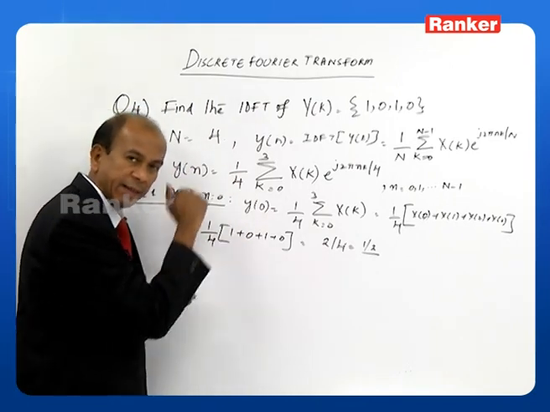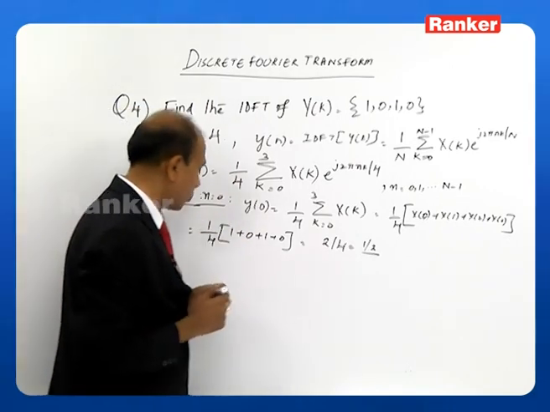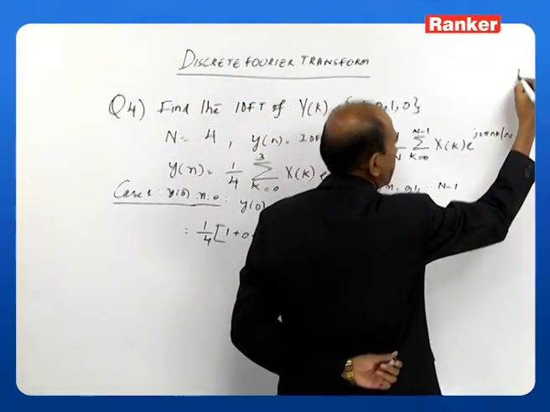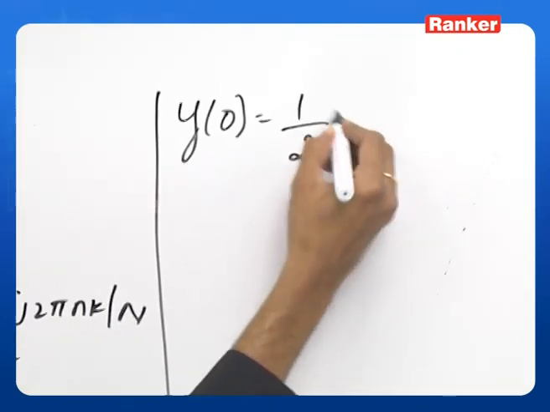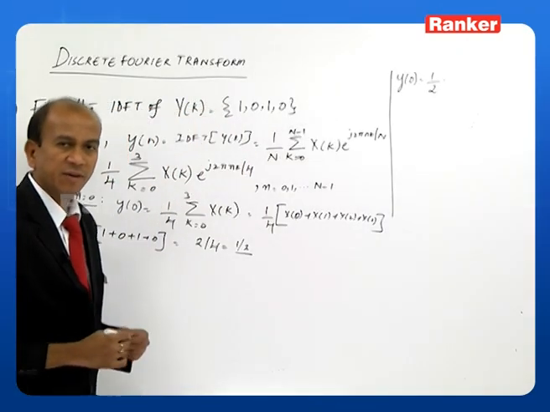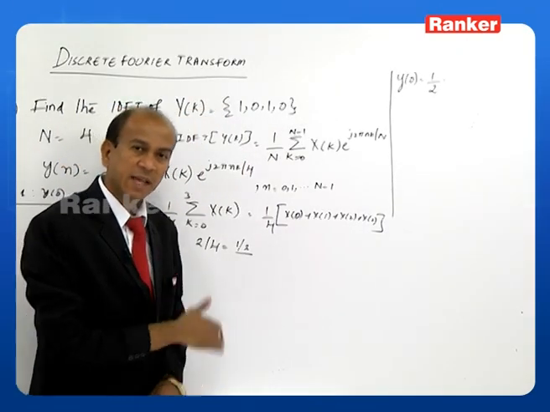Let's move the camera a little there so that I can write down y of 0. So what is y of 0 here? Let me just put it out here. Y of 0 is half, which we have put there. Y of 0 is half.